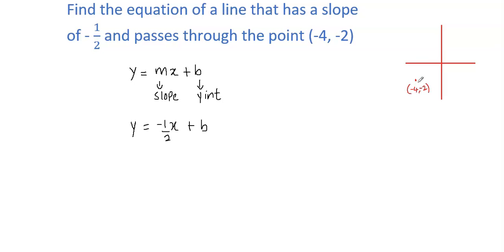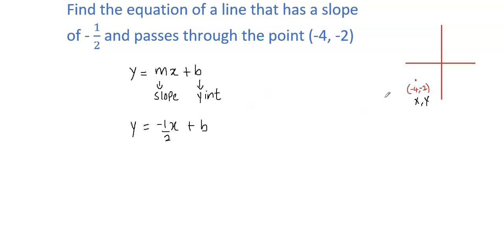See, this point is on the line, right? (-4, -2). And remember that all the ordered pairs can be written as (x, y), right? If this point is on the line, then it should satisfy the equation of my line, and it should make my equation true. So if I plug in x = -4 and y = -2 in my equation, I would be able to find out the value of b.